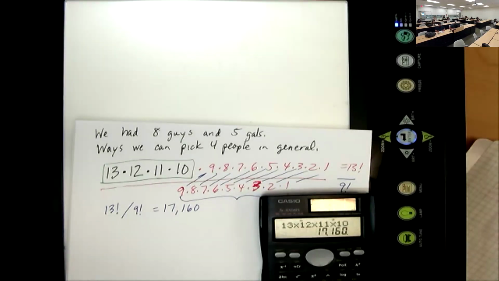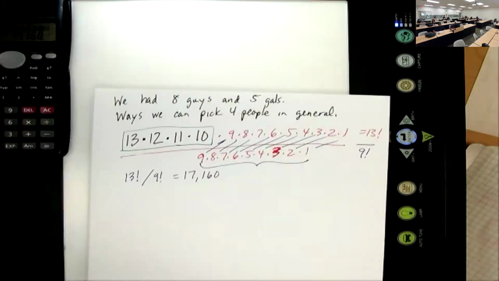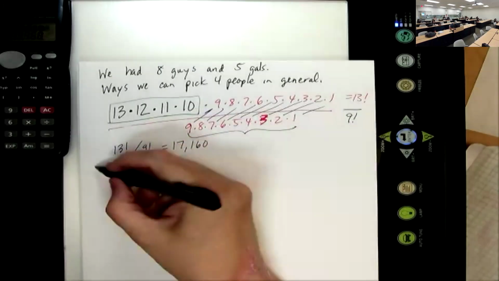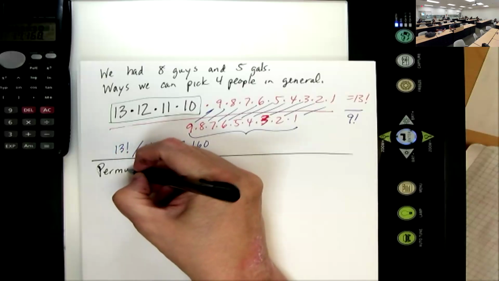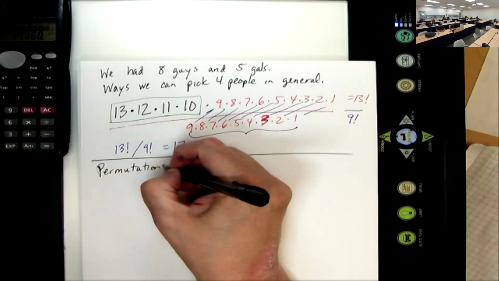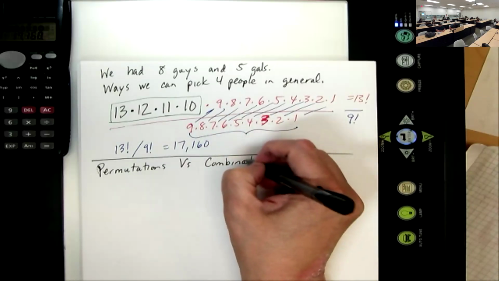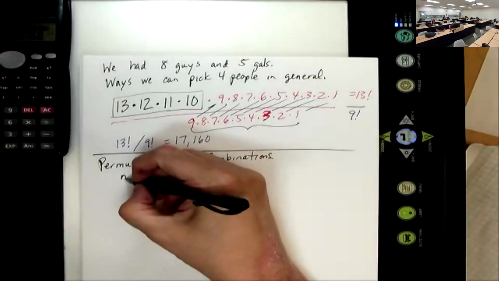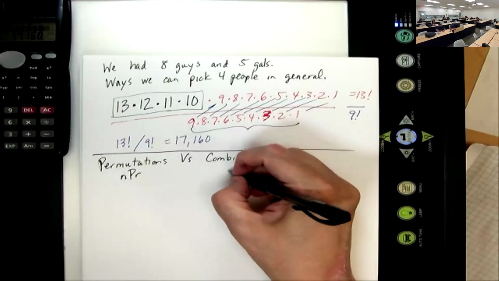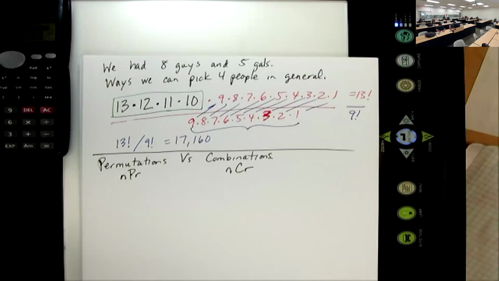And this leads us to our next topic in this section, which is, well, it's kind of 2 topics. And we're gonna discuss what the differences are: permutations versus combinations. This goes with the NPR button on your calculator, and this goes with the NCR calculator button.